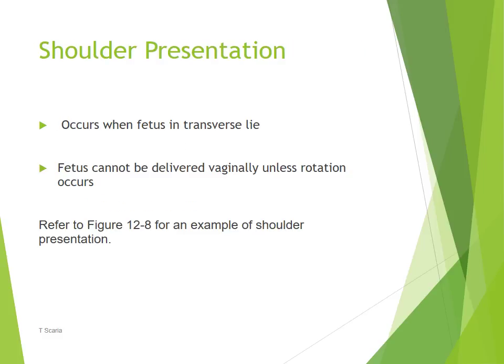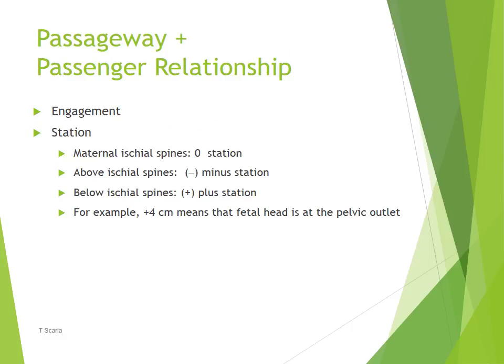Shoulder presentation. This occurs when the fetus is in transverse lie, and the fetus cannot be delivered vaginally unless rotation occurs. Next is passageway and passenger relationship. First one is engagement. It is said to have occurred when the widest diameter of the fetal presenting part has passed through the pelvic inlet.